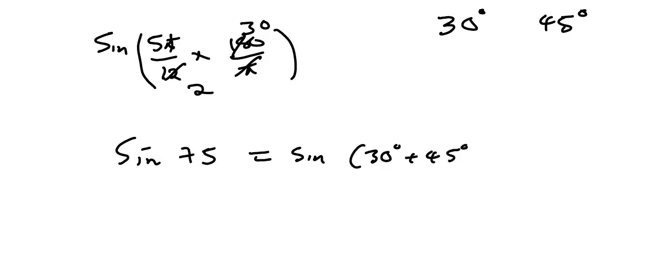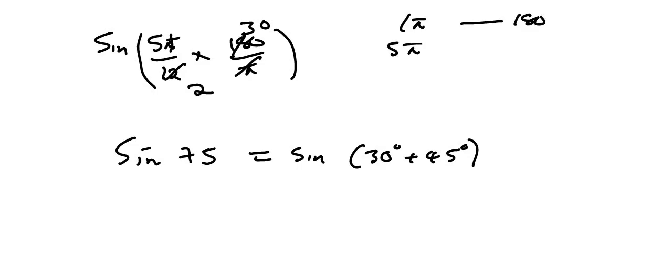In case you're wondering why I did this, I just did the same thing that you would have done, just in a different way. I said 1 pi is equal to 180, then what will 5 pi over 12 be in degrees? When you cross multiply, you should get the same 75.